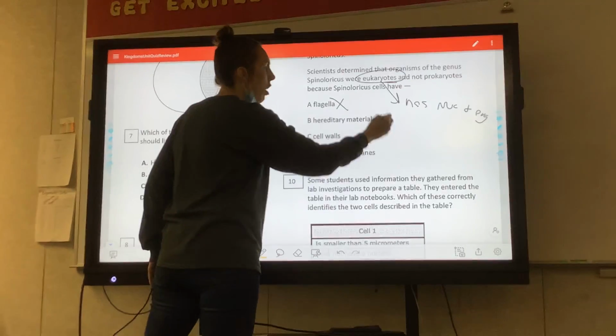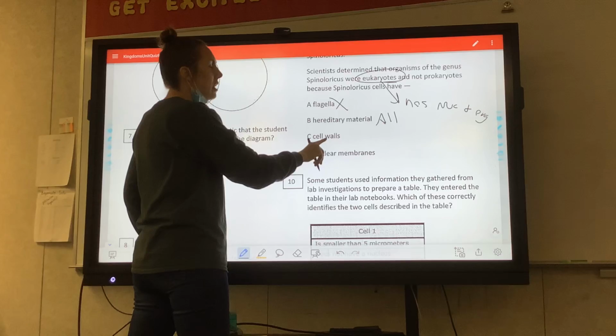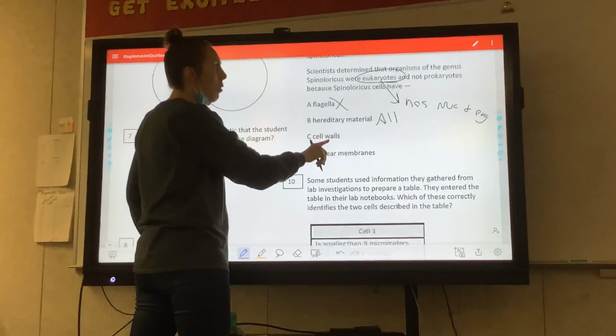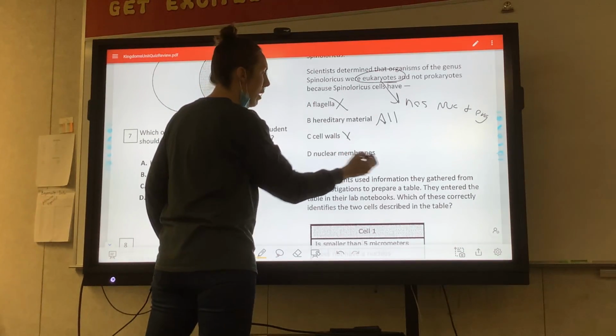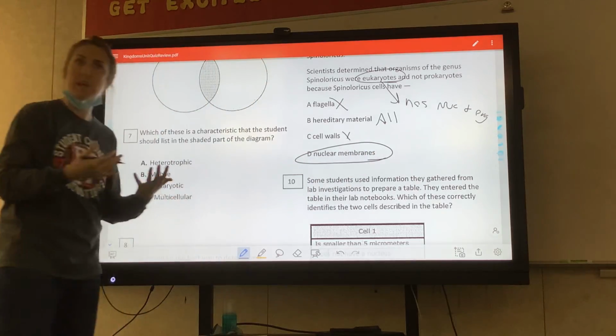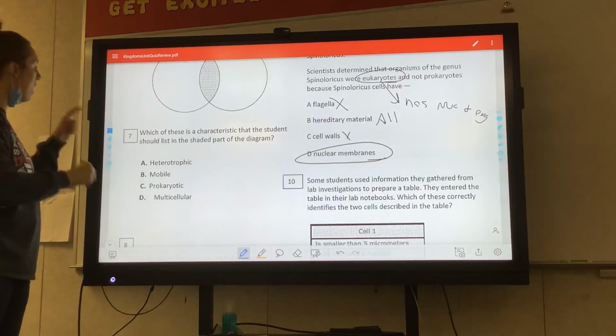So if you're a eukaryote, it doesn't necessarily mean you have a flagella. Hereditary material, all things have that. It doesn't necessarily mean you have a cell wall. A eukaryote has to be about a nuclear membrane, a nucleus. So all that fluff up there didn't help you.